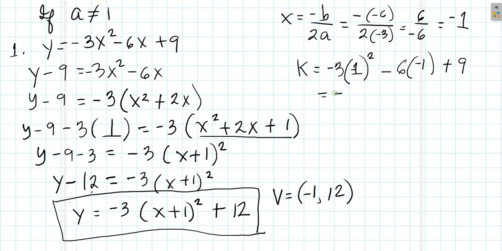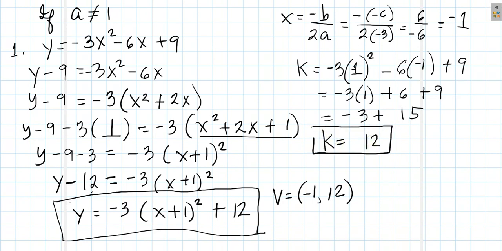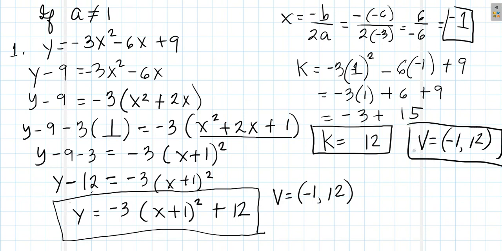So we have negative 3 times 1. Negative 6 times negative 1 is positive 6 plus 9. So we have negative 3 plus 15 is equal to 12. So therefore, k is equal to 12 and your x is equal to negative 1. So we have the vertex negative 1 and 12, which is the same as when we do the completing the square. Okay?